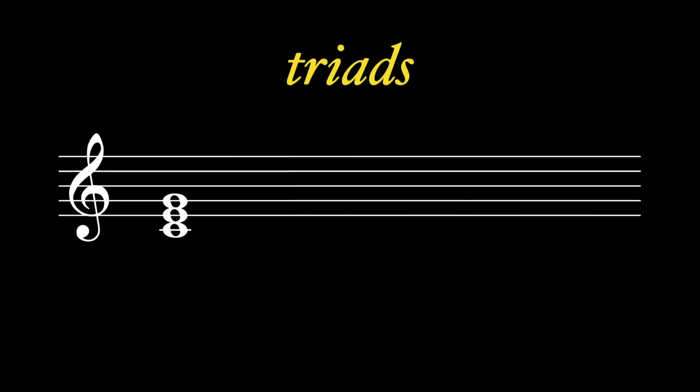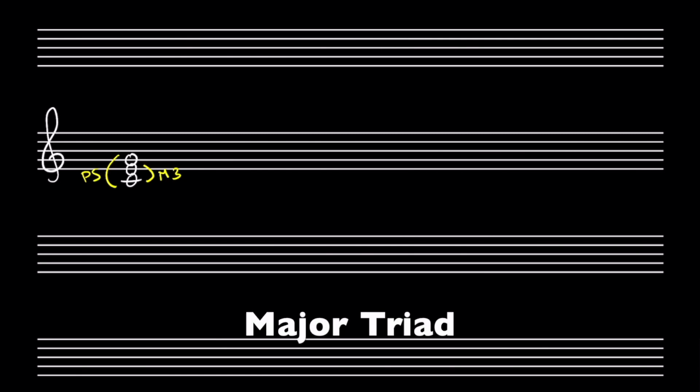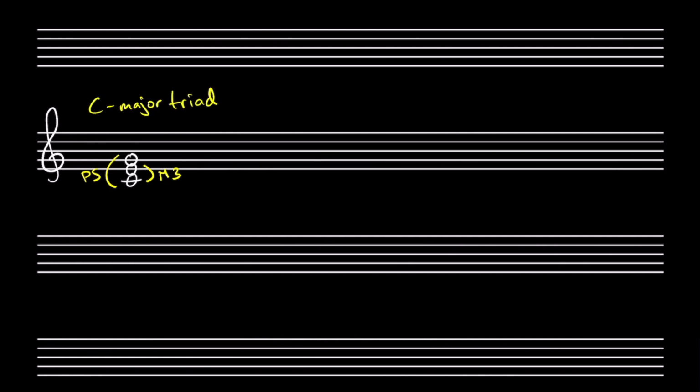And here are a few other triads. We can divide triads into different types based on the specific intervals among the notes. The triad type with a major third and perfect fifth above the root is called a major triad. C, E, G is a C major triad, since E is a major third above C, and G is a perfect fifth above C. Here are some more major triads.